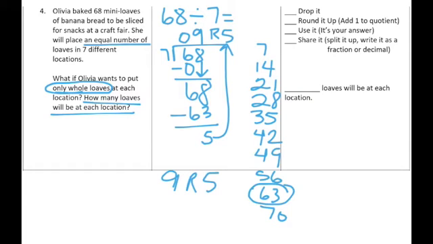I'm going to go back to the actual question. What if Olivia wants to put only whole loaves at each location? How many loaves will be at each location? The whole loaves is the 9. In this instance, guess what? I get to drop my remainder because I don't want a fraction. I don't want a part of a whole. I want only the whole loaves. So she's going to have 9 whole loaves at each location.